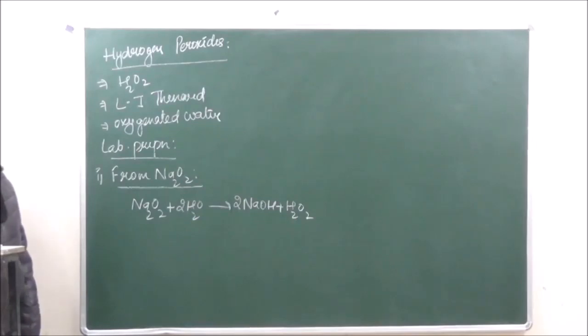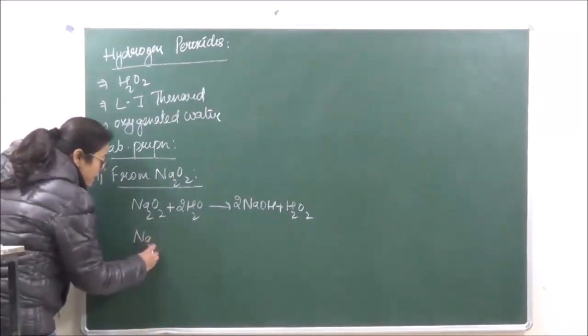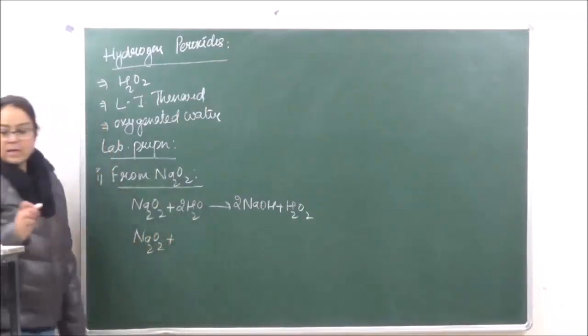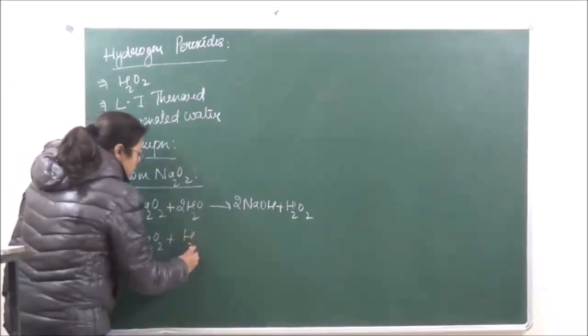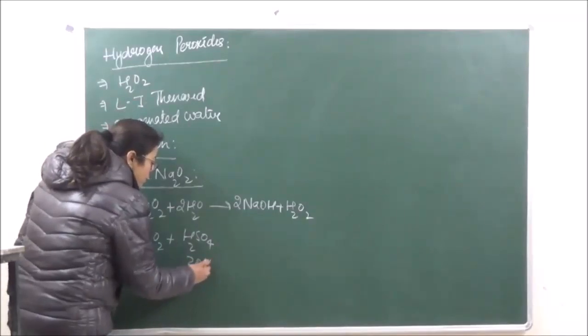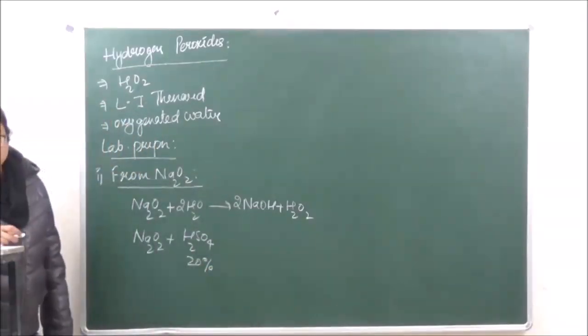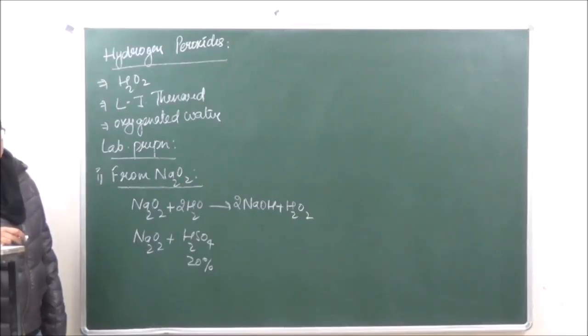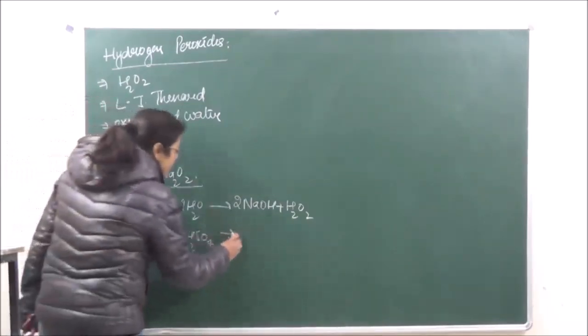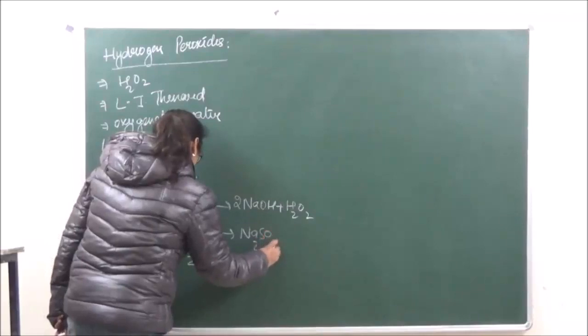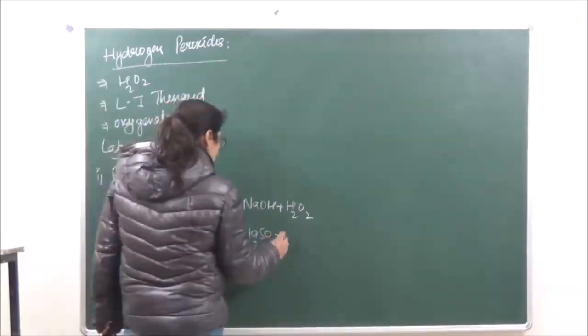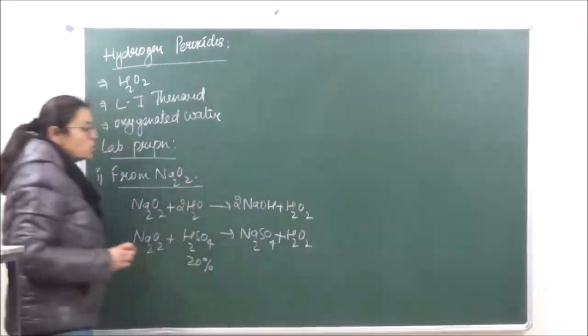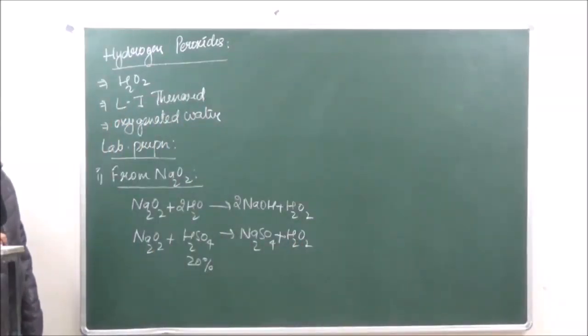So this is one method, or you can also react sodium peroxide with H2SO4. The concentration of H2SO4 taken over here is going to be 20%, and also we are going to reduce the temperature so that the solution is cold, such as to get sodium sulfate plus H2O2. ठीक है? फिर उसके बाद solution of hydrogen peroxide that is always going to consist of dissolved sodium sulfate.